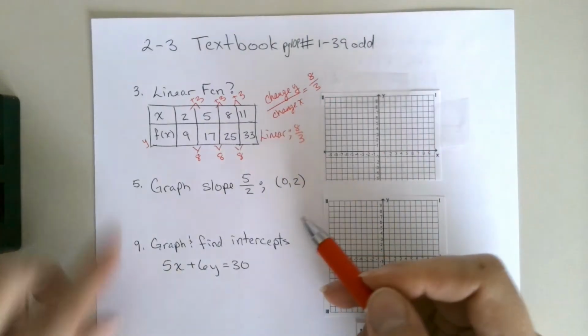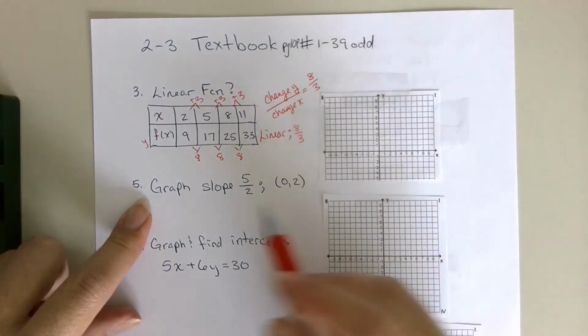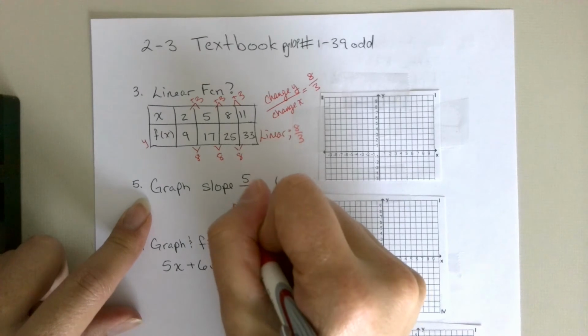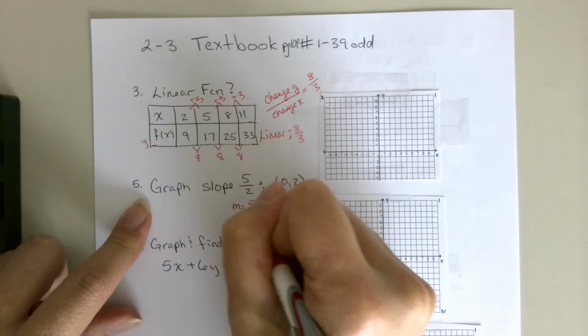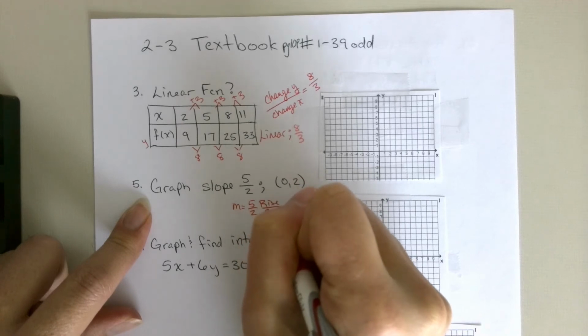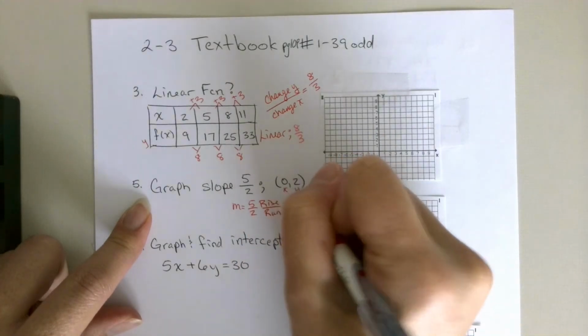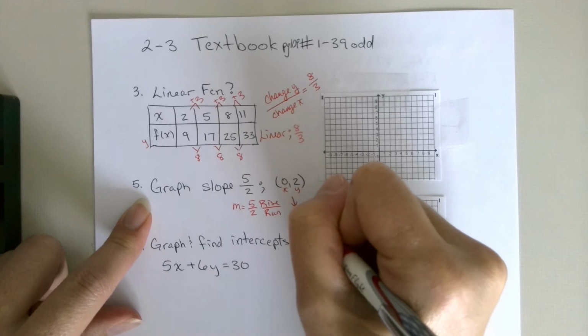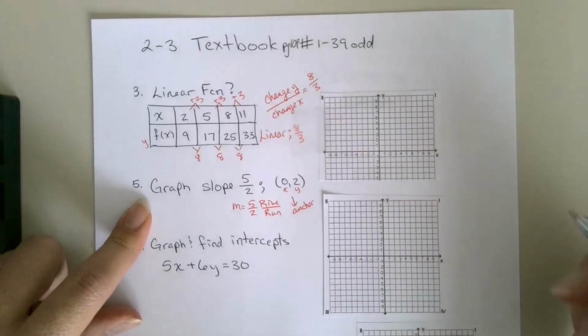Okay, I have some graphs here. So the next one asks us to graph based on given the slope and an ordered pair. So slope is 5/2. We know that as rise over run. And we have this ordered pair, x and y. So this is going to be my anchor point. This is where I'm going to start.